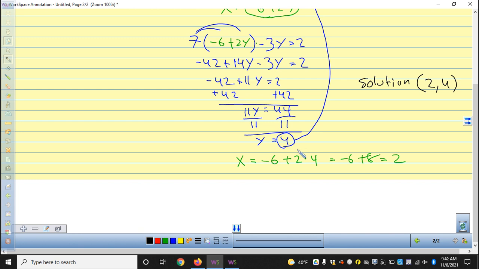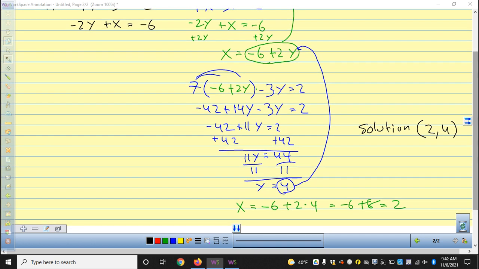Yes? Either of the original equations, yes. And I chose this one because it had x by itself already, so when I calculated, I would get x equals something. But either one will work.